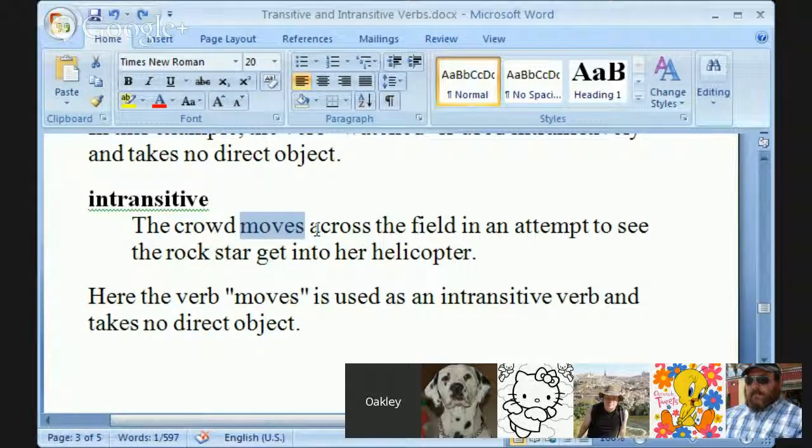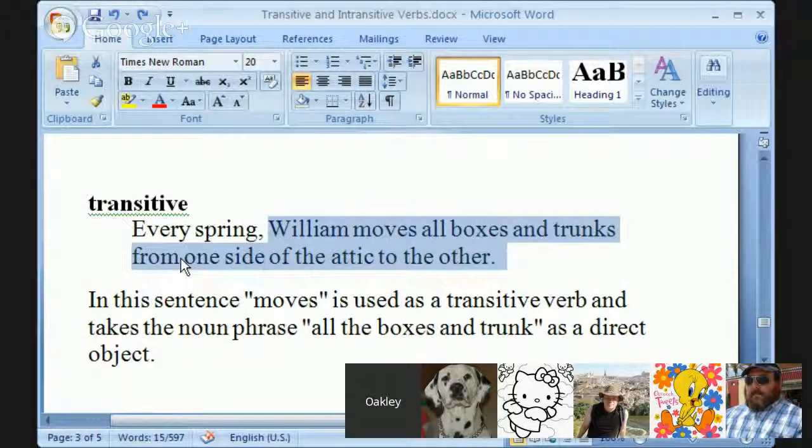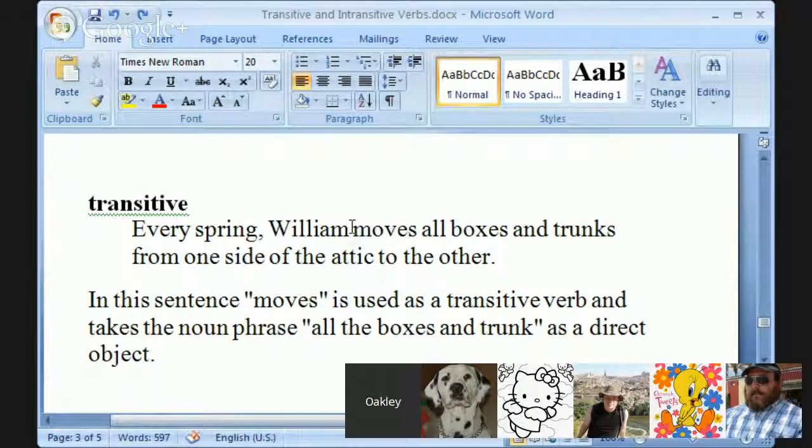But of course, move can be used as a transitive verb. Every spring, William moves all boxes and trunks from one side of the attic to the other. Okay, we're looking at bigger sentences here, but still the idea, he moved all boxes and trunks. Well, okay, there is a what there.